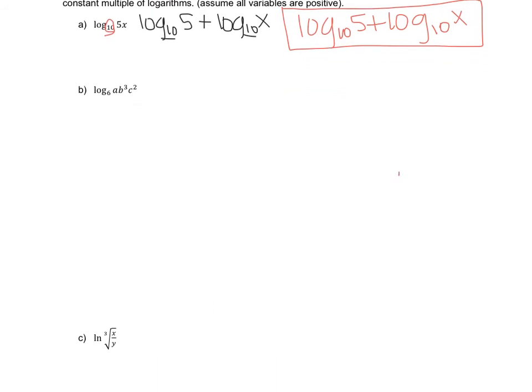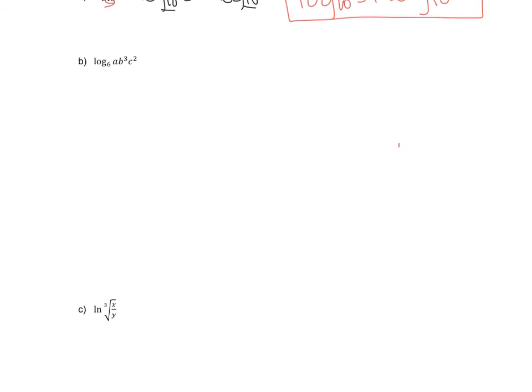Now let's look at part B. Notice I have A times B times C. So I'm going to first pull them apart into a log A, a log B, and a log C. So I'm going to write log base 6 of A plus log base 6 of B cubed plus log base 6 of C squared.